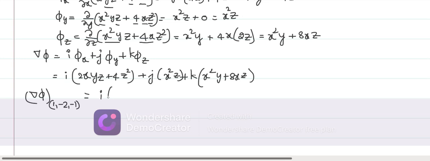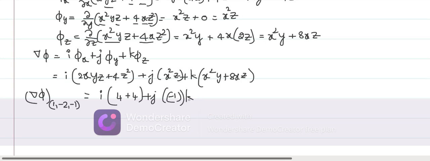So here i, x, y, z, we need to multiply these three elements into 2. So 2 ones are 2. So 2 into -2, -4. -4 into -1, plus 4. Plus z square, -1 whole square is plus 1. So 1 into 4 is 4. Plus j into, so x square, 1 square is 1, and z is -1. So it is -1 into k, right?